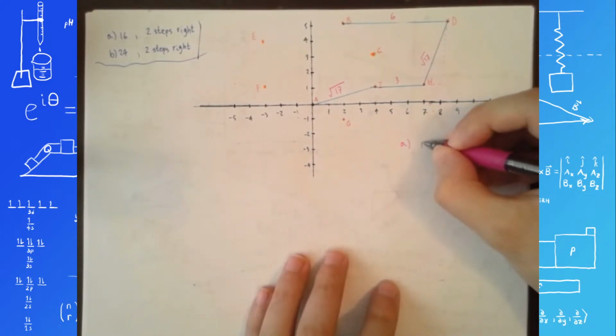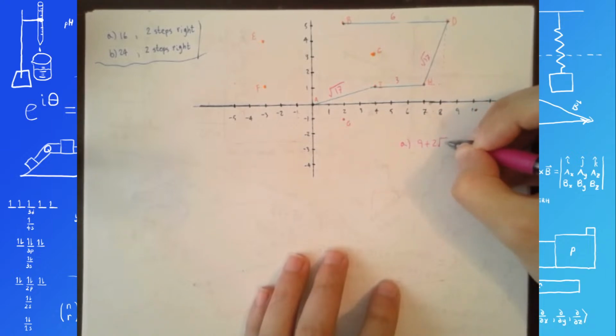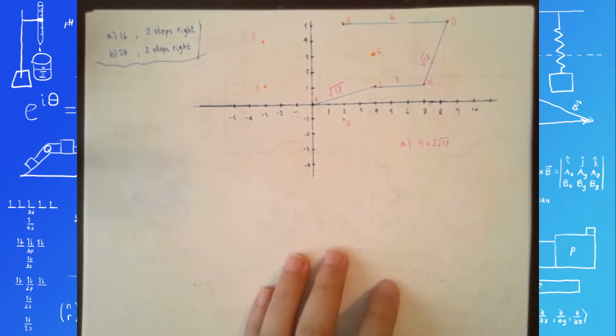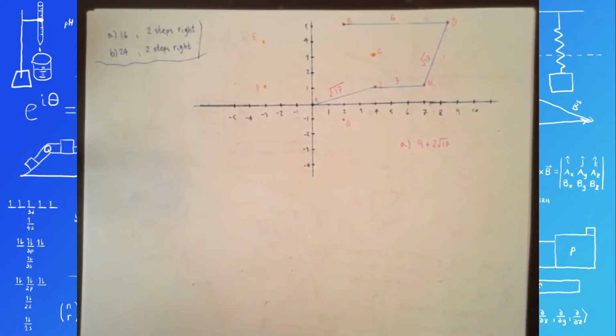Part A, 9 plus 2 square root of 17, and you can plug this into a calculator if you want to condense it all down to a single number. So that's part A. Part B, what is the displacement of this person? Give the magnitude and angle made with the horizontal direction.